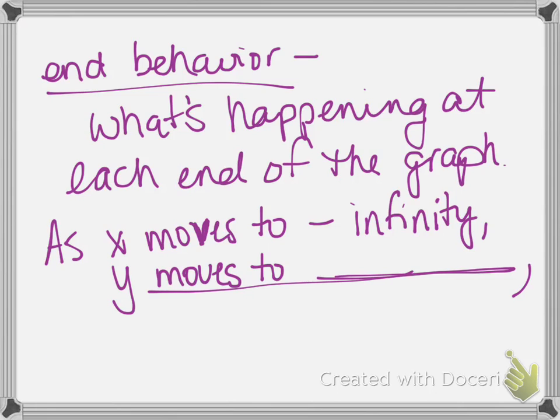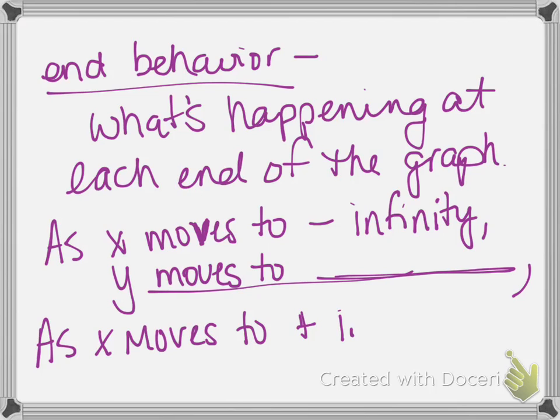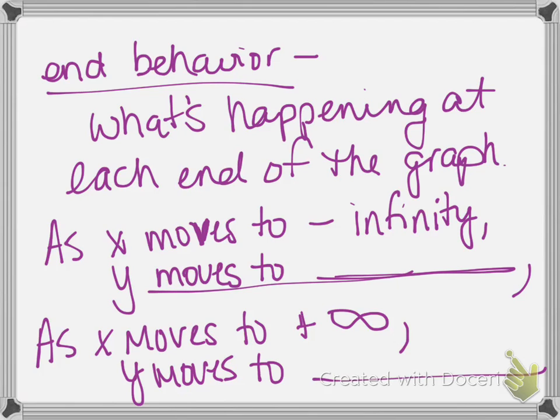Then you would continue to say, as x moves to positive infinity, by the way, I'll put this in here. The symbol for infinity, if you don't know, is like a sideways 8. So as x moves to positive infinity, you would say y moves to, and then again you would describe what happens. Does y move to positive infinity or negative infinity? Okay, so that's your end behavior of the graph.